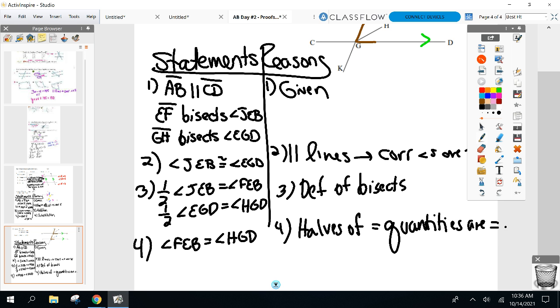The only difference between this proof and something I would have given you in unit two is that this right here, I just would have plopped in the givens for you. But now you have to tell me why what you're taking half of are actually equal.